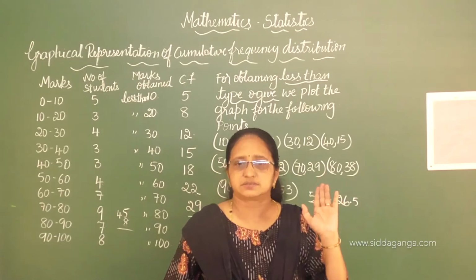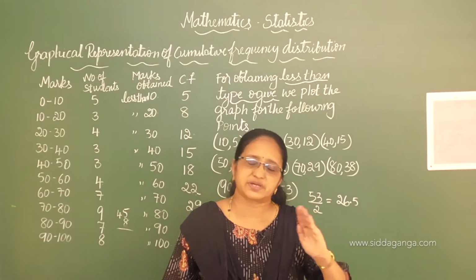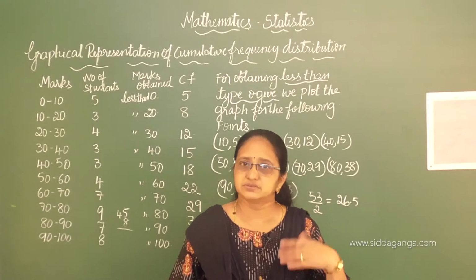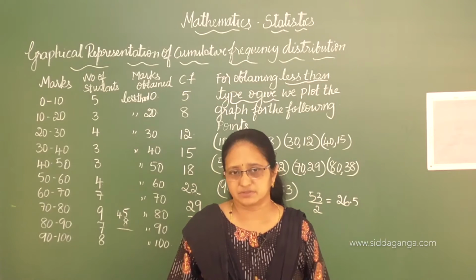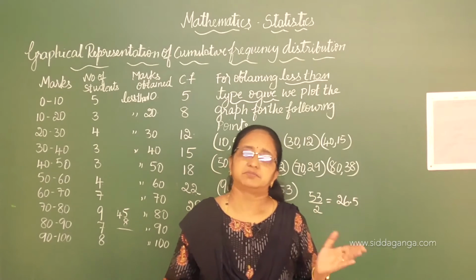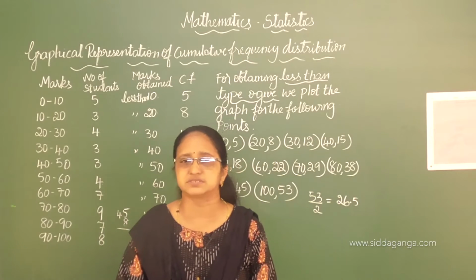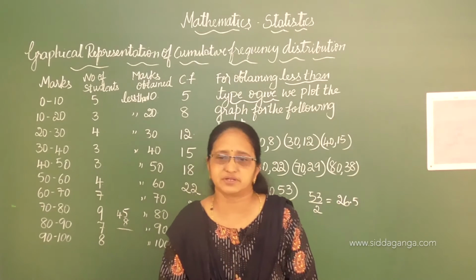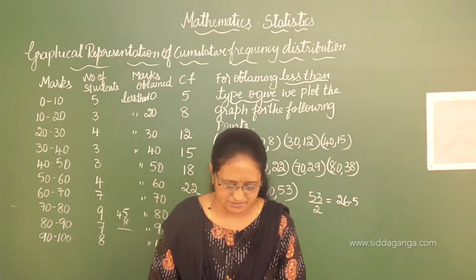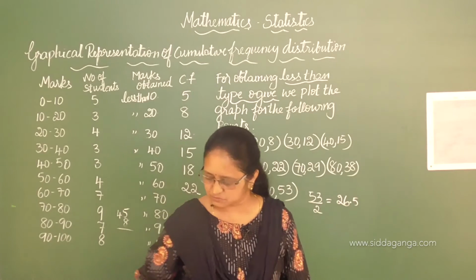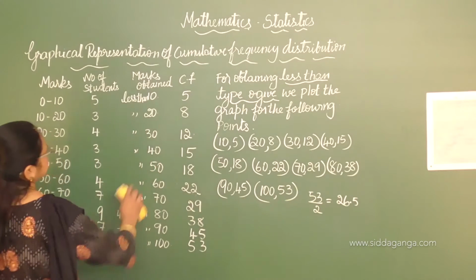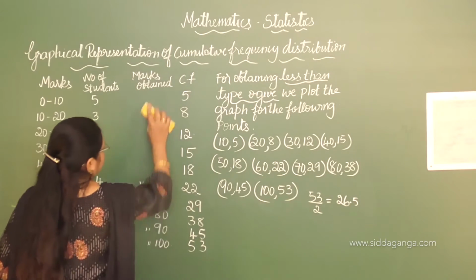By using less than type alone we can find out the median, or by using more than type also we can find out the median, or by drawing the two curves in the same graph also we can find out the median. I hope it is clear. So now let us move on to the next one, that is more than type.